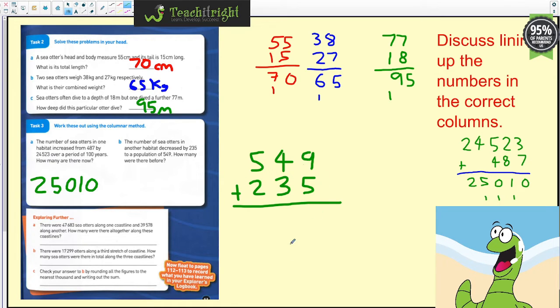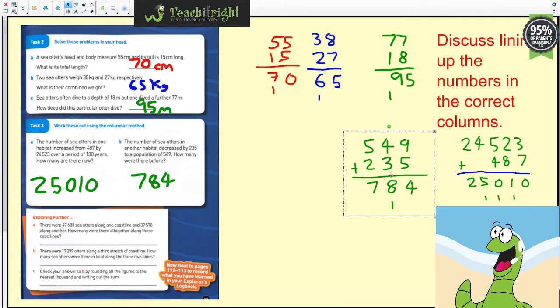So 9 plus 5 is 14. 4, carry the 1. We've then got 4 plus 3 plus the additional 1 is 8. Again, the 40 plus 30 plus 10 is 80 is what I should say. And then we've got the 500 plus the 200 is 700. So 784 is the answer. And again, there's our working off to the side.